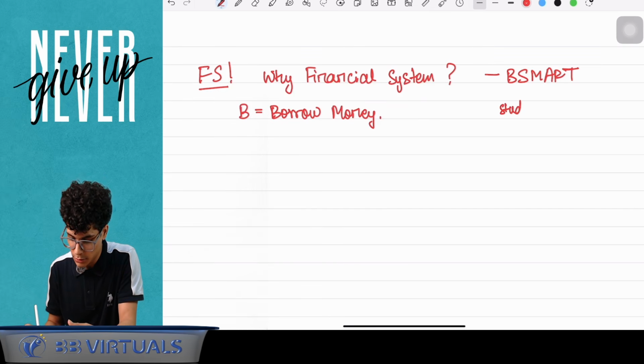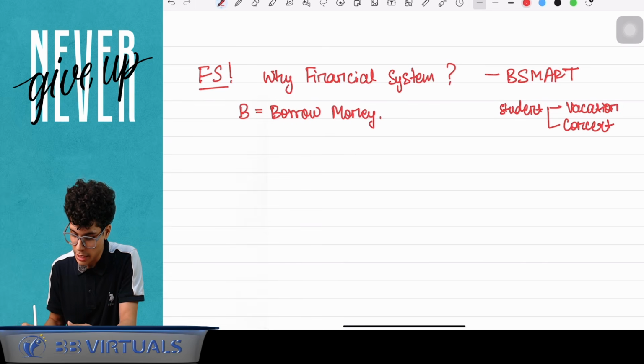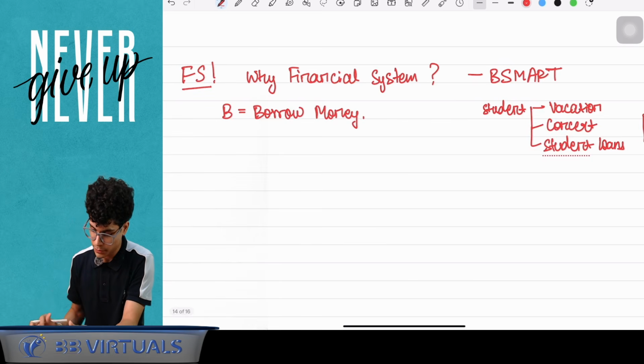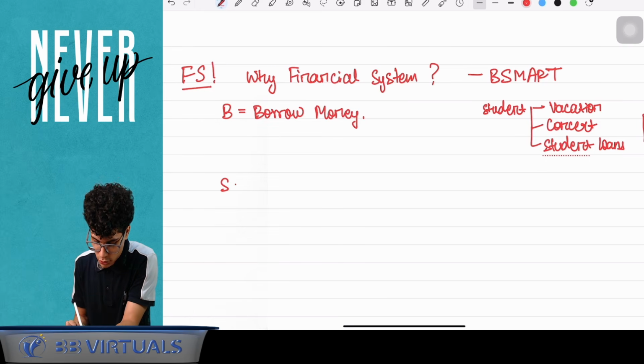As a student, we would want to go for a vacation, right? We would want to go for a concert. We would have to pay for student loans, right? So that is why the requirement of money comes. And how can we get access to this money? This is via the financial system. That is B. S is to save money.